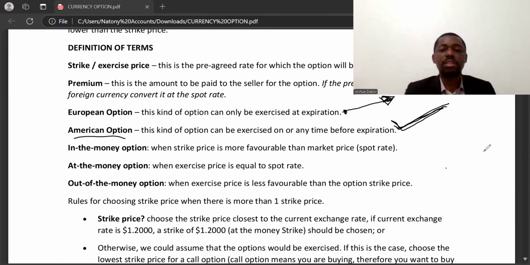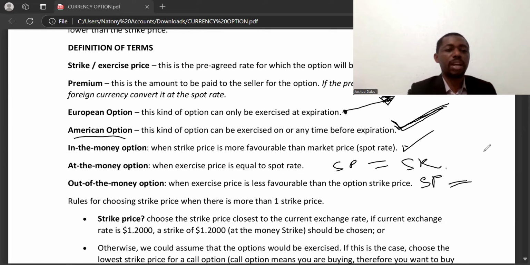In the money simply means that the strike price is more favorable than the spot rate. So that means you need to exercise. At the money, strike price equal to what? Spot rates. So you become indifferent there. Out of the money, you cannot exercise because what? The spot rate is more favorable. Therefore, you allow the option to lapse. If you exercise, you will be making what? A loss. So you will allow the option to lapse.